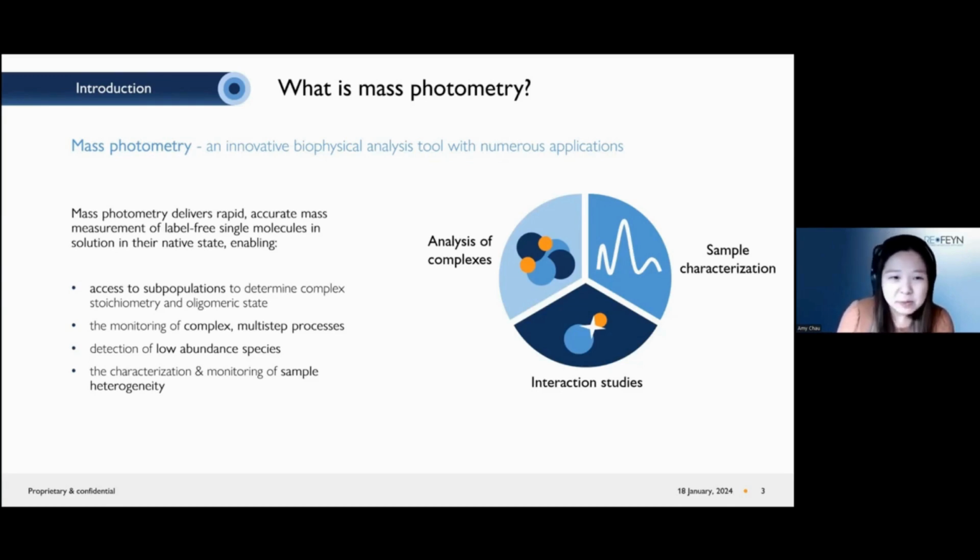Since mass photometry is a single molecule technique, it is identifying individual biomolecules or particles in your solution. It is great at detecting species that are in low abundance or rarely occurring. The last point is particularly important for antibody studies, which is the ability to characterize and monitor sample heterogeneity, providing insights into the purity of your samples and addressing stability under different conditions.